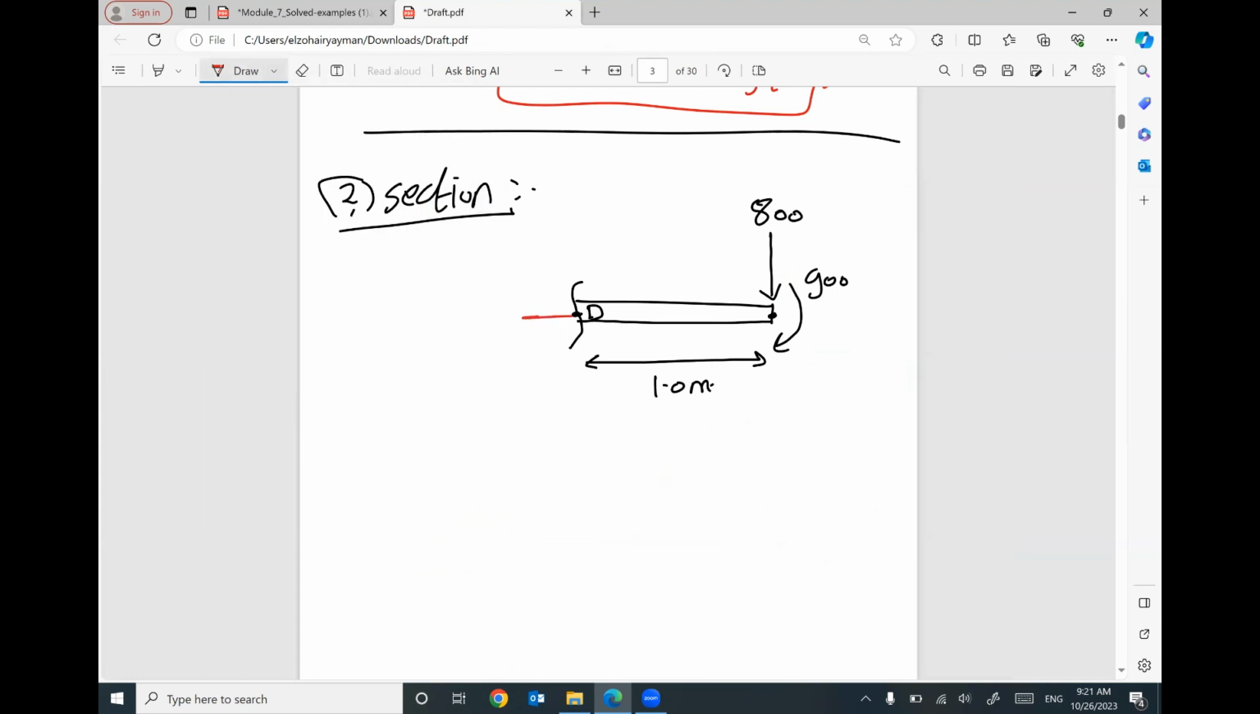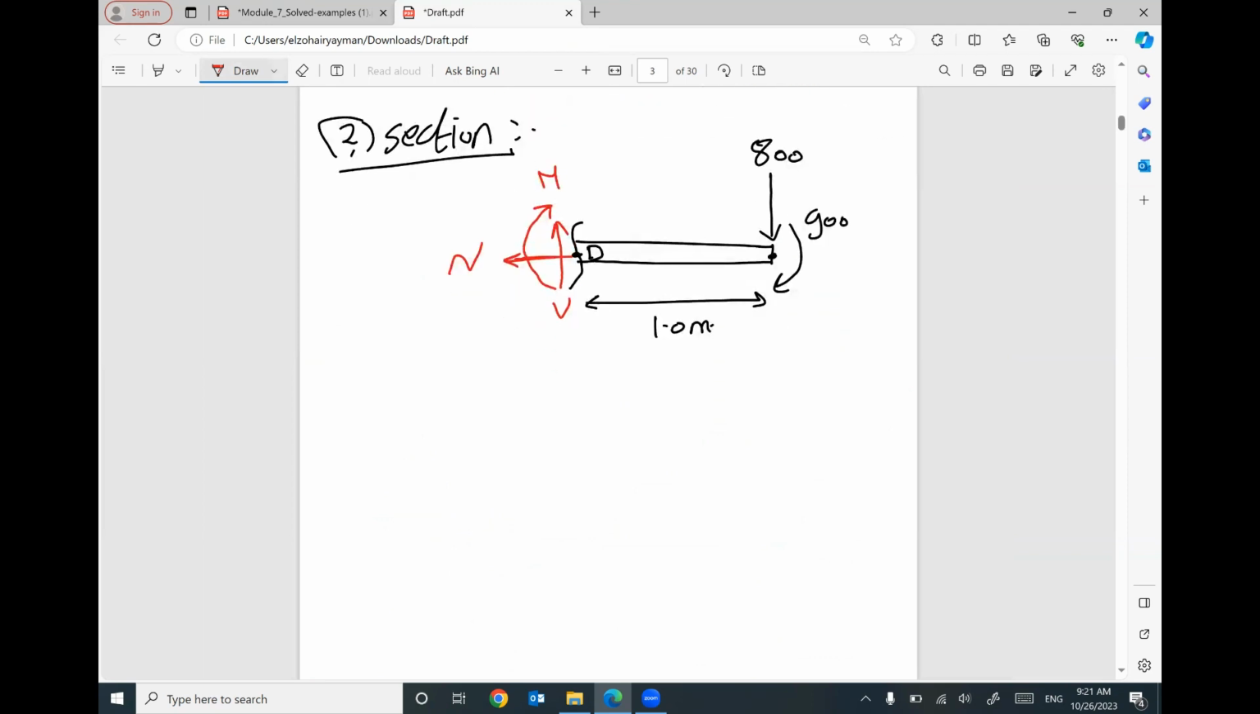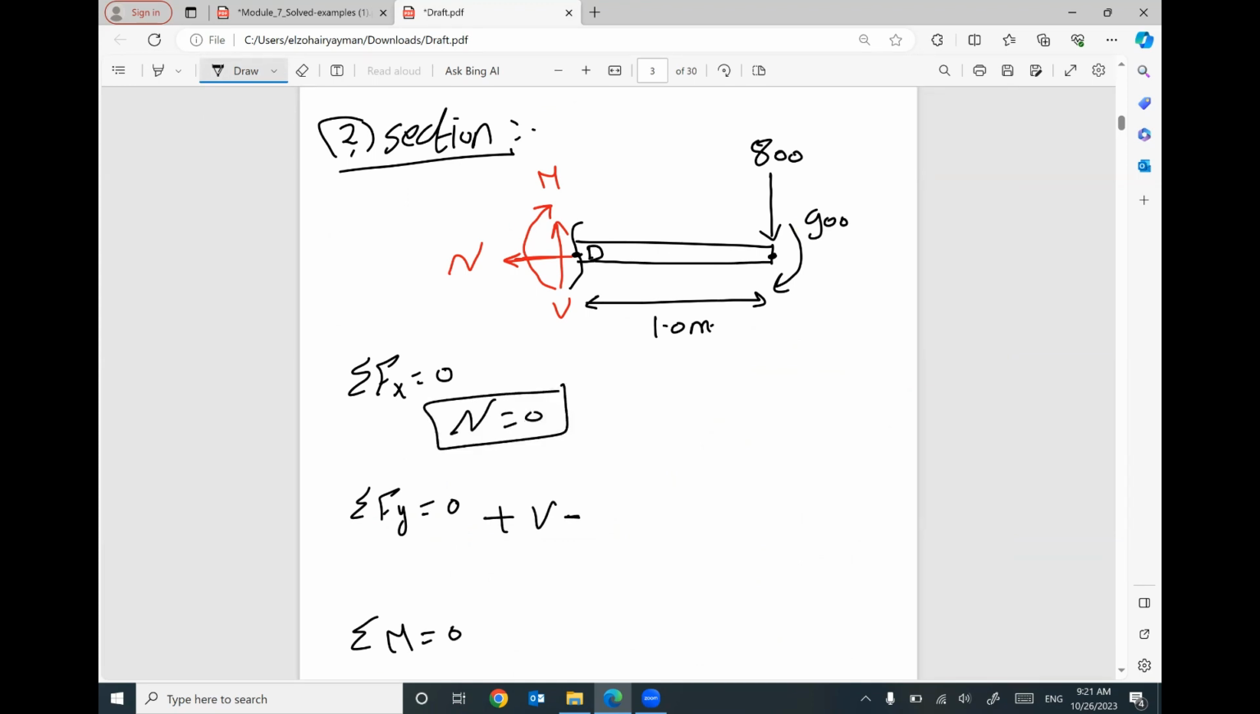I have axial force, capital N. I have shear force, capital V. I have bending moment, capital M. One more time, go ahead and apply your equilibrium equations. Summation F of x equals 0. Summation F of y equals 0. Summation moment at any point equals 0. You can find out your internal force. I think capital N will be 0. I think positive V minus 800 will be 0. So your V will be 800.